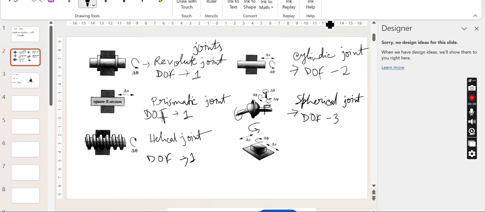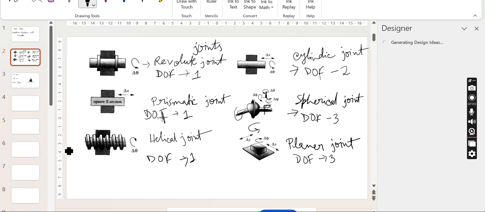And this is called a planar joint. A planar joint can move in the x direction, in the y direction, and also in the angular phi direction. So here also the degree of freedom is 3. It can translate in two directions and rotate in one direction. So these are all called lower pair joints.